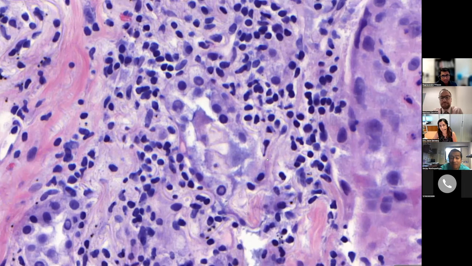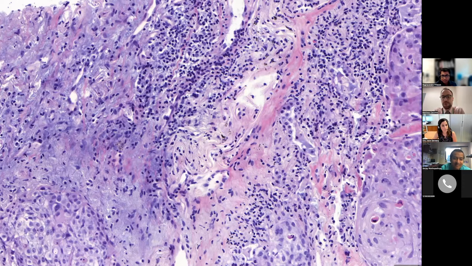Yeah, I completely see what you're saying. I guess it's more helpful if it's a potential poorly formed glandular component, not just acinar throughout, right?